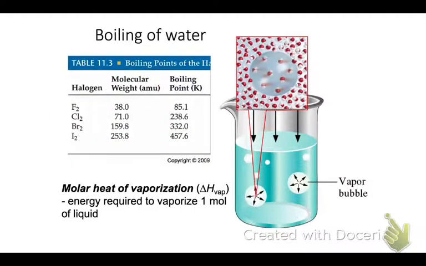The molar heat of vaporization is another measurement that also judges the strength of intermolecular forces. It is the energy required to vaporize 1 mole of a liquid. So if I have 1 mole of water and I want to vaporize it, how much energy should I give? That amount of energy is what I call heat of vaporization or molar heat of vaporization. Definitely a reflection of intermolecular forces.